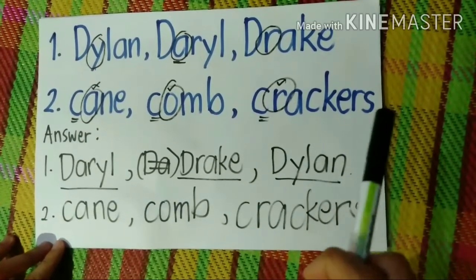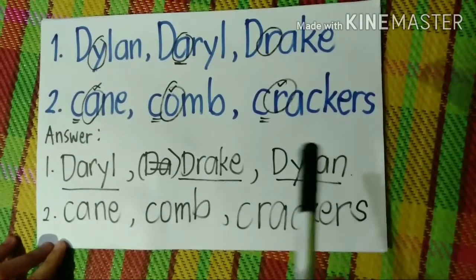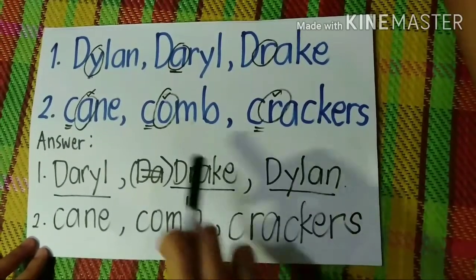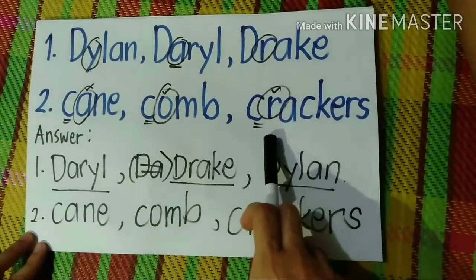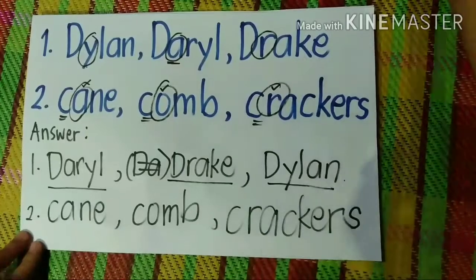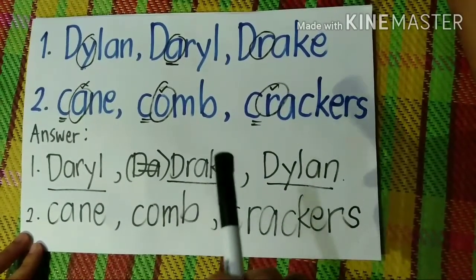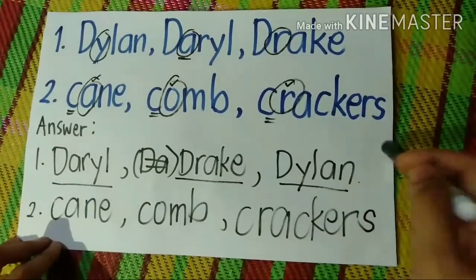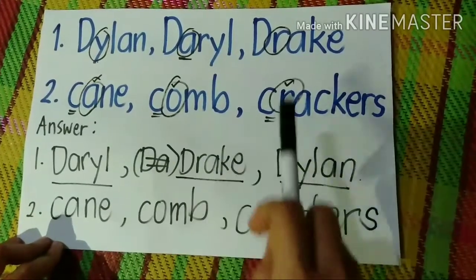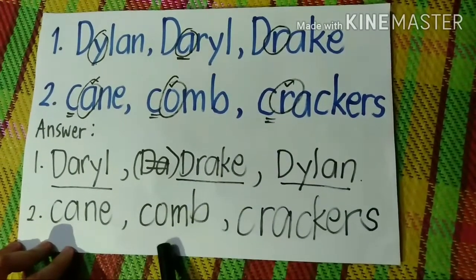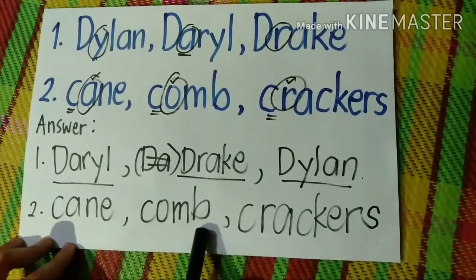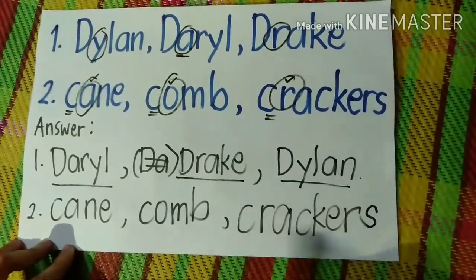And which letter comes next? Is it letter O or is it letter R? If we try to recite the alphabetical order in our mind, we can say that letter O comes first before letter R. That's why I wrote comb here, and the last one is the crackers.